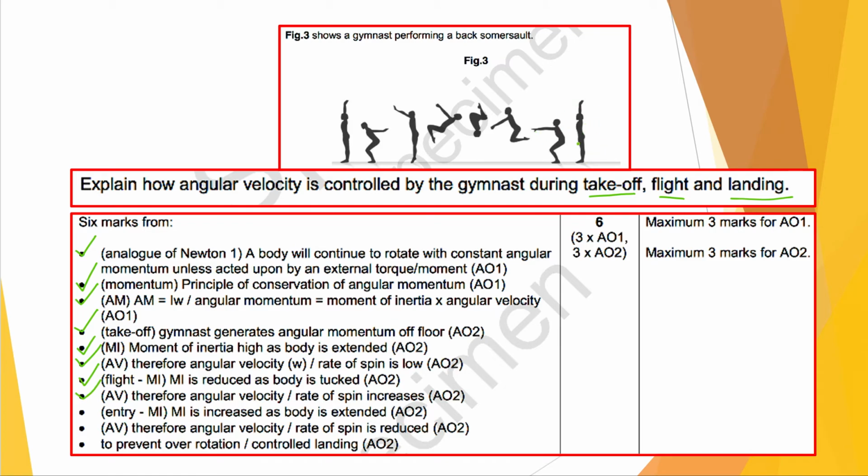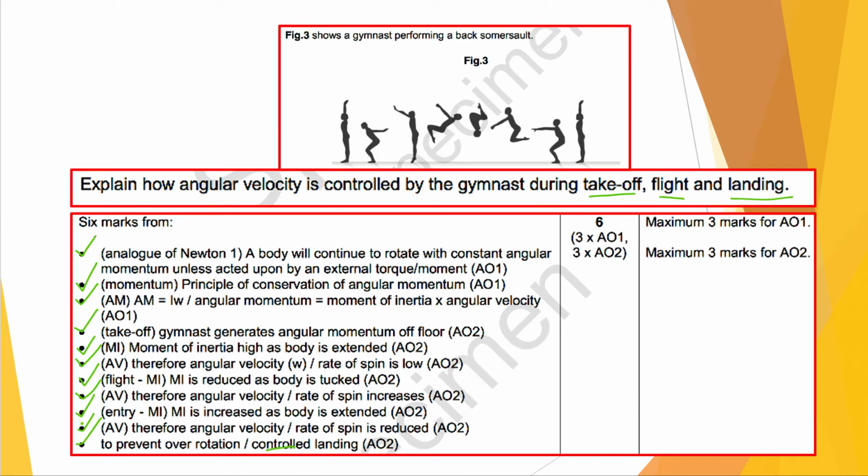in order to maintain angular momentum. And on landing, moment of inertia is increased as the body again is extended, ready to land, which must mean that angular velocity decreases in order to maintain that angular momentum. And that's done there to prevent over-rotation or to control that landing, as we said previously.